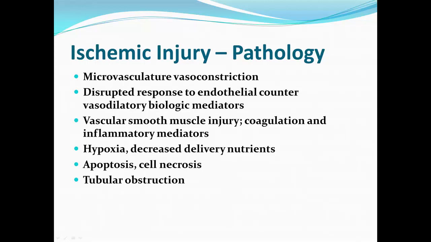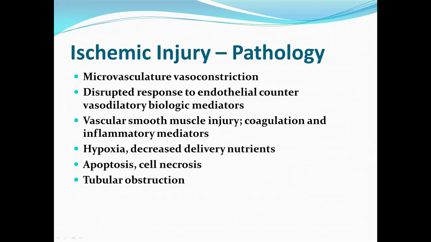In an ischemic injury, one thing that I want you to remember is physiologically, our kidneys, especially our tubules, already work in a relatively hypoxic environment. So what happens in an ischemic injury, long-standing pre-renal or anything that decreases that blood supply, the microvasculature begins to constrict. As a result of the microvascular vasoconstriction, there is also a poor response to our normal counter-vasodilator biologic mediators. So you've disrupted that response to our endothelium being able to vasodilate. This then leads to injury in the vascular smooth muscle and stimulates both coagulation as well as inflammatory mediators.